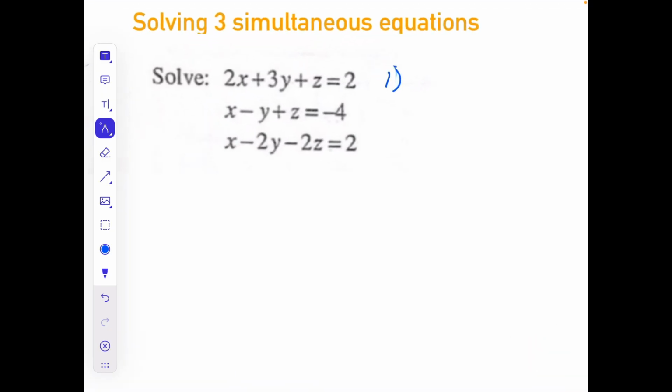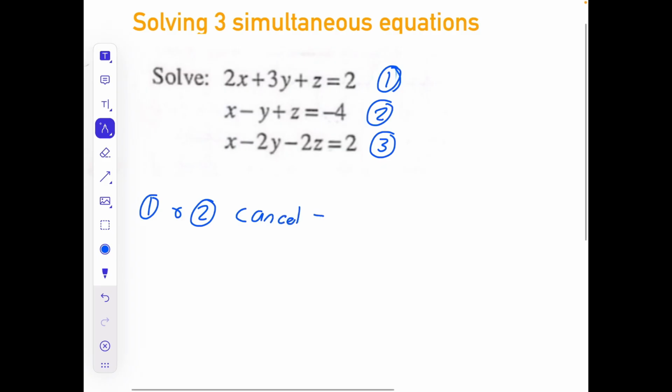Okay, so first I'm going to label my equations as 1, 2 and 3. Now first I'm going to take equations 1 and 2, and I'm going to look at what variable or what letter I'm going to choose to cancel. I'm going to go with z's, and I'm going to write down what I'm going to cancel. You'll see why later on.